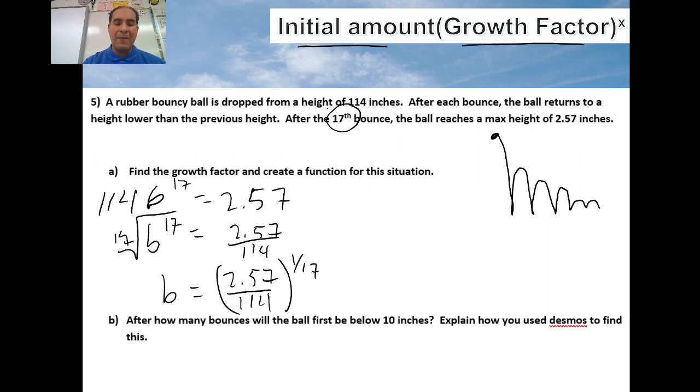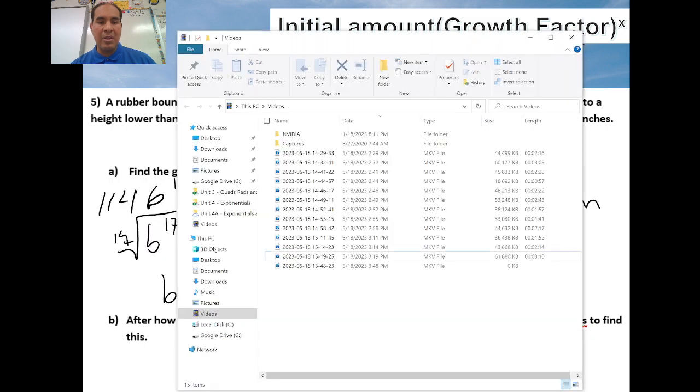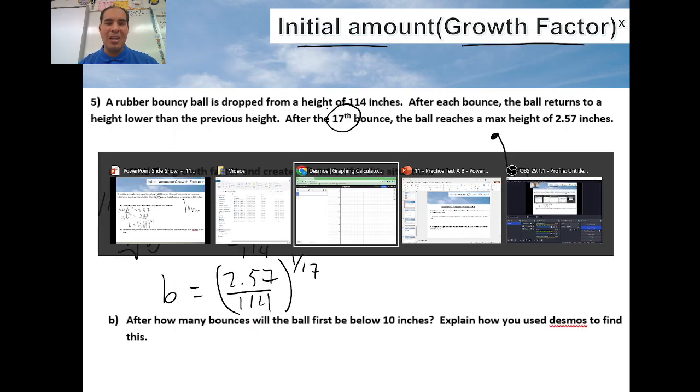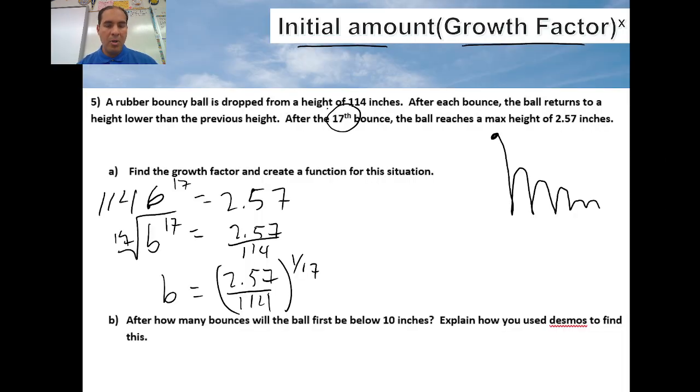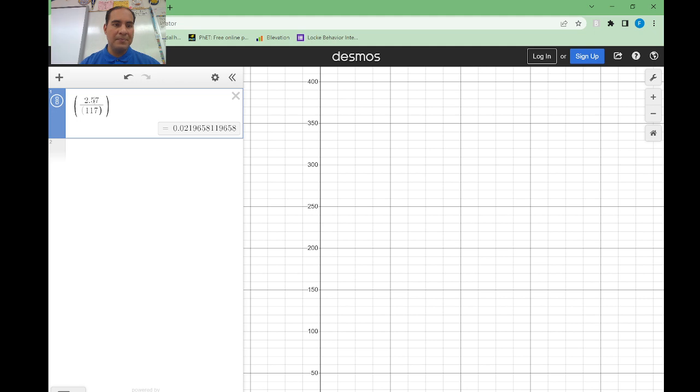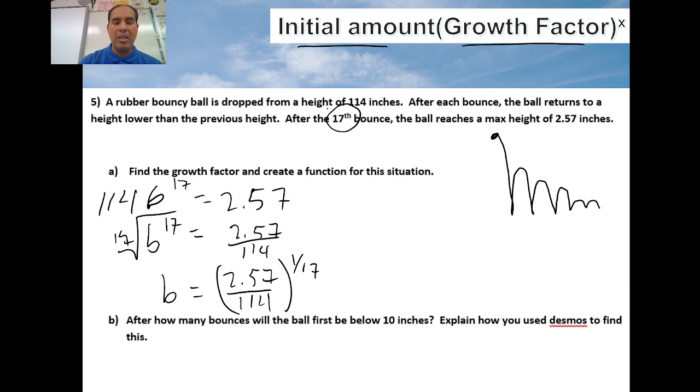Okay, we're going to find that value of b on our calculator. It's going to be a little tricky to type in, so follow along with us. That is 2.57 divided by 114. Got to push that right arrow to the power of 1 over 17. So shift 6, 1 over 17. And we get 0.800. We're going to go ahead and call that 0.8.